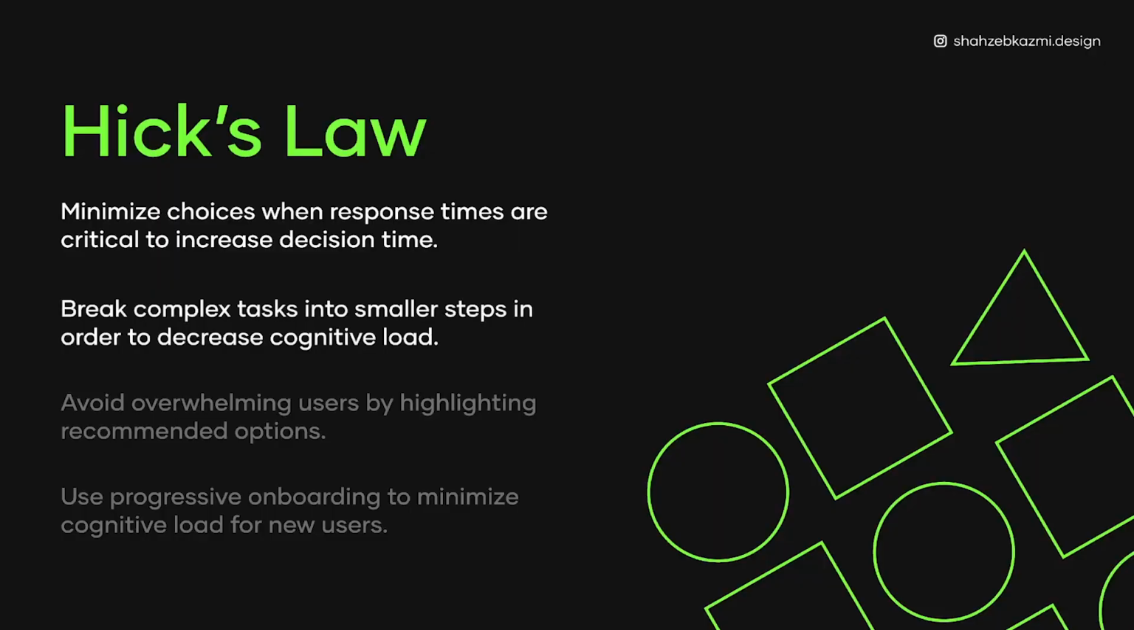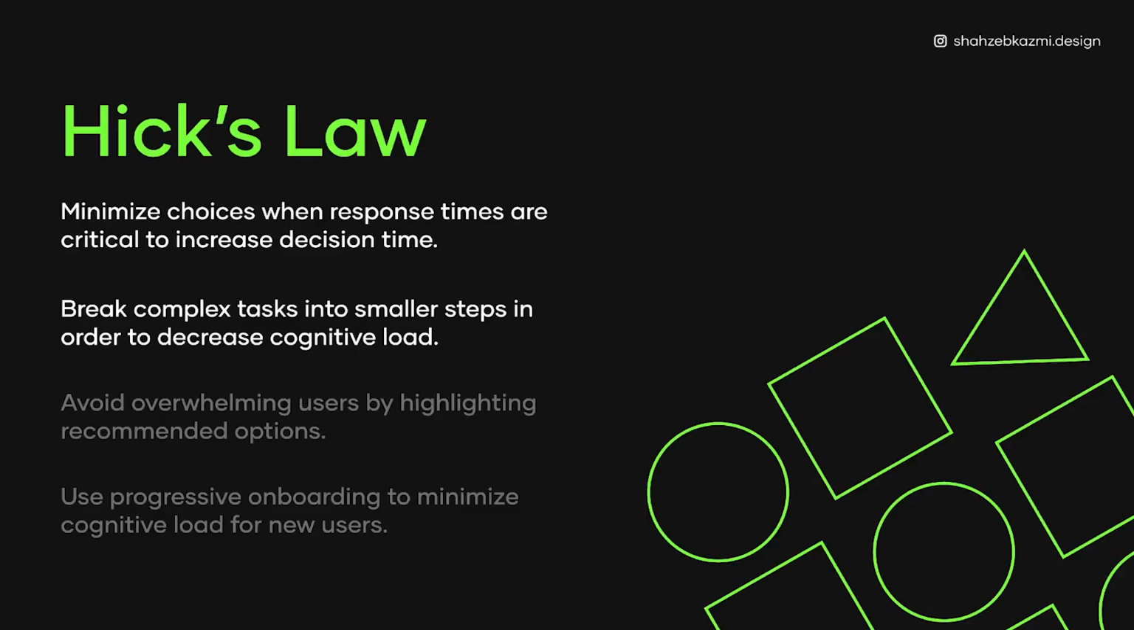The second is break complex tasks into smaller steps in order to decrease cognitive load. If there's a very big complex task, a lot of thinking needs to go into it, it will be super overwhelming, and that in UX and psychology terms is called cognitive load. So the way to decrease this is you can break the task into smaller steps so they are easily digestible. That is how you turn something complex into something simple.